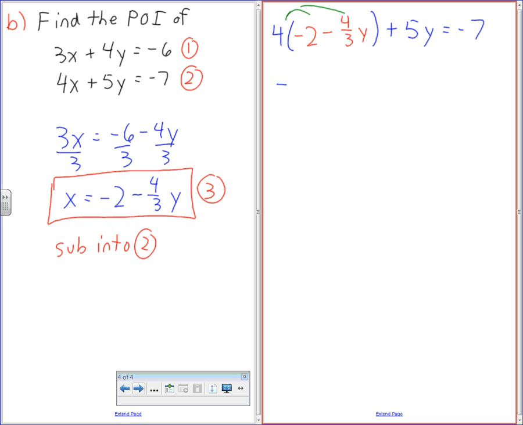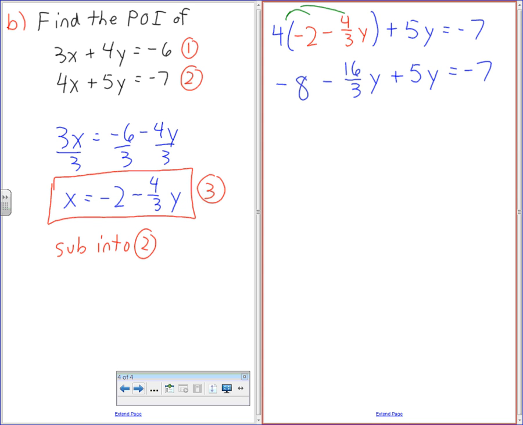You did 4 times 2 is 8, over 3, 16, that's what you did. So -8 minus 16 over 3 y plus 5y. Can somebody tell me how Hannah got -16 over 3? Because that's confusing to me. Yeah, go ahead. Very good. So 4 is like 4 over 1. So 4 times 4 is 16, and then 1 times 3 still stays 3.